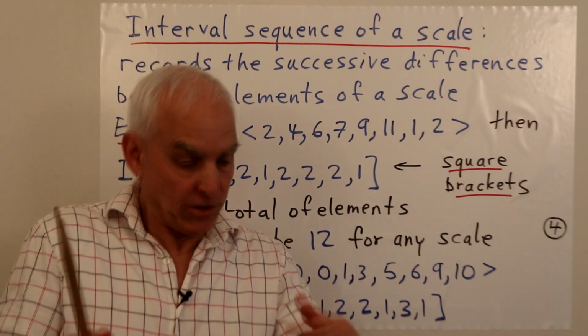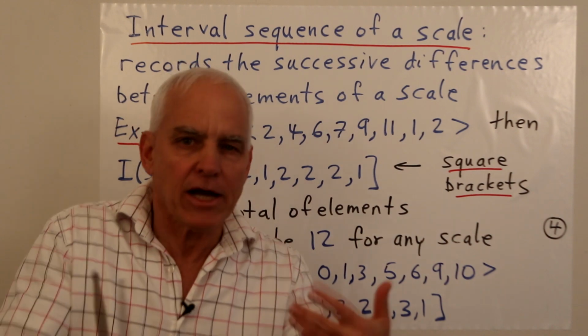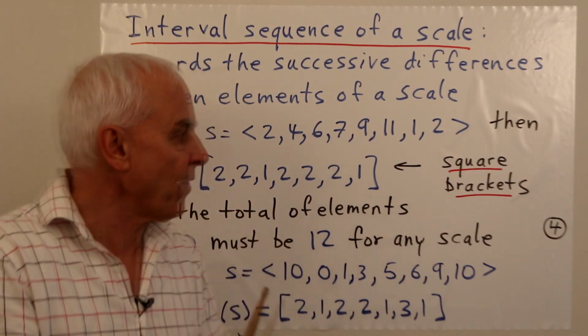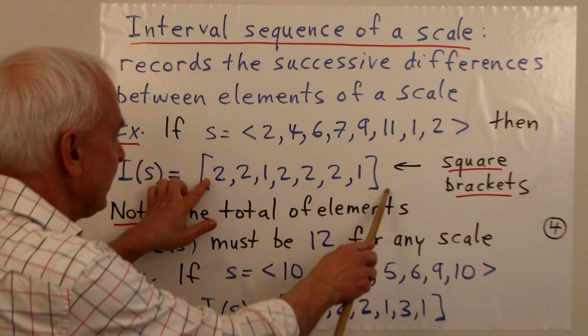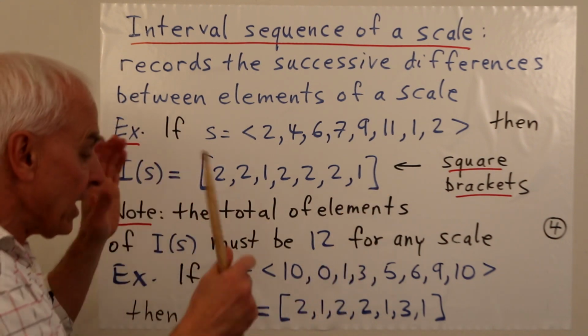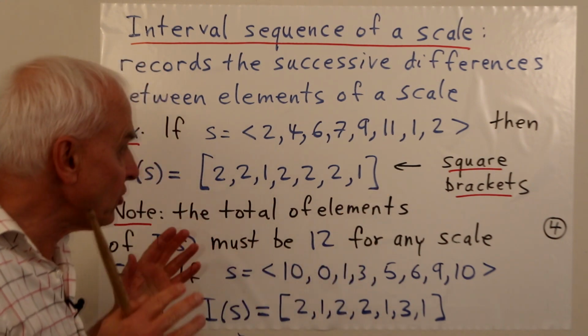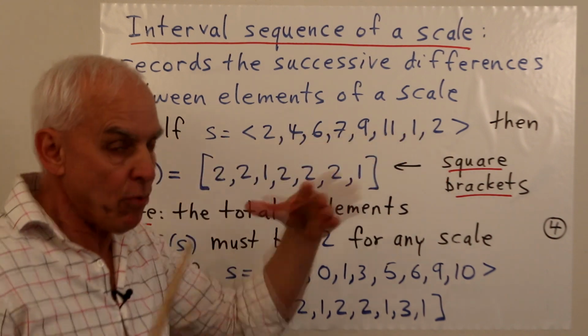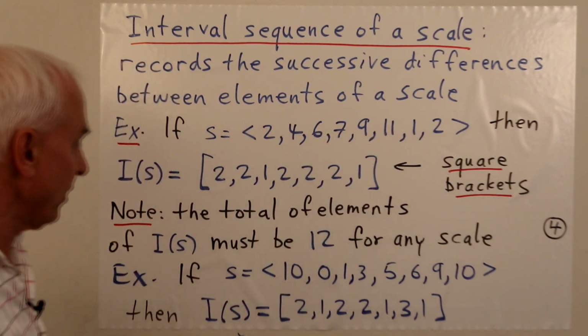We like to have terminology that allows us quickly to look at something and see what kind of an object it is. That's a big help. We can look at this and say, that's an interval sequence because there's square brackets around it. We don't have to think too hard. This is a scale because it's got pointy brackets around it. We don't have to think too hard.